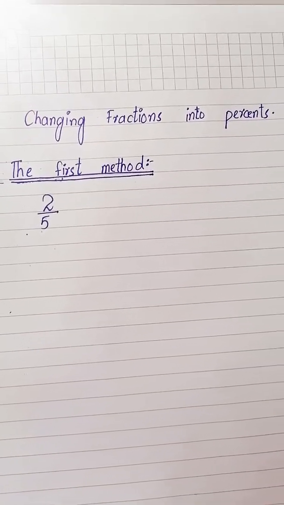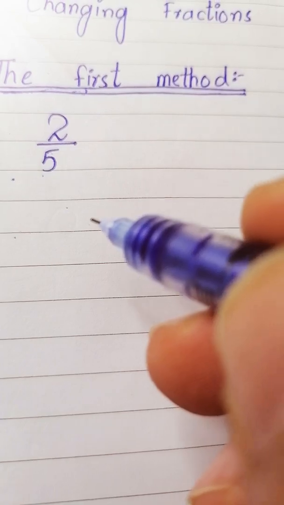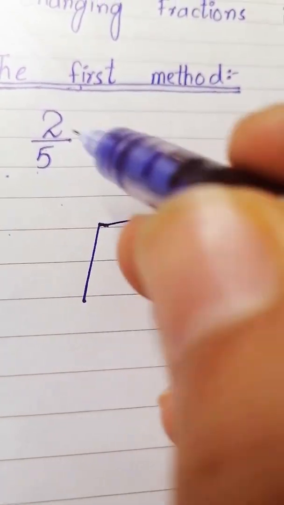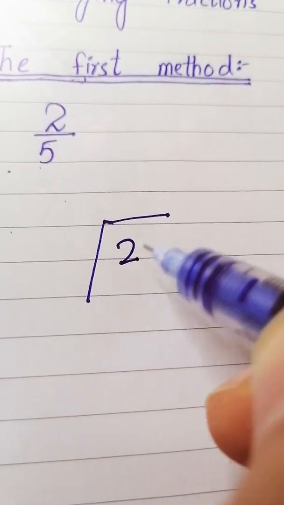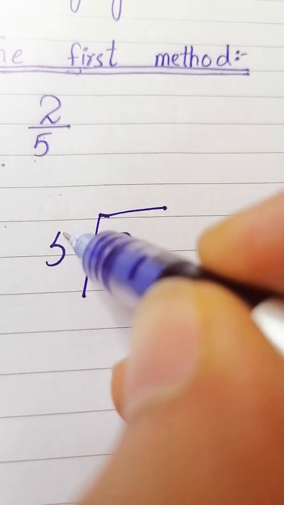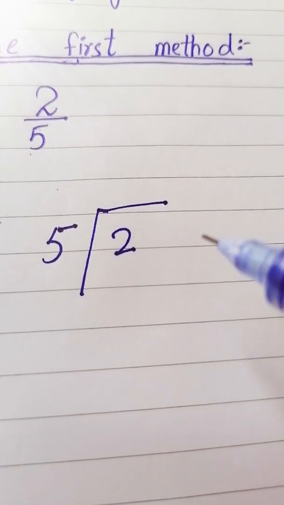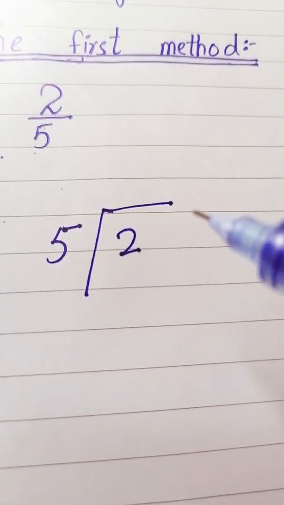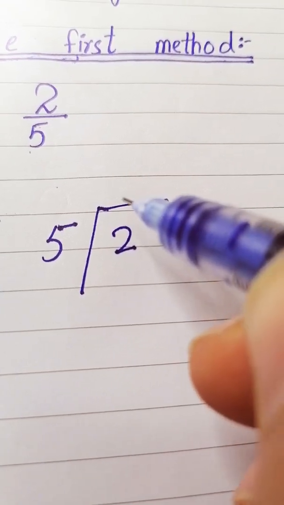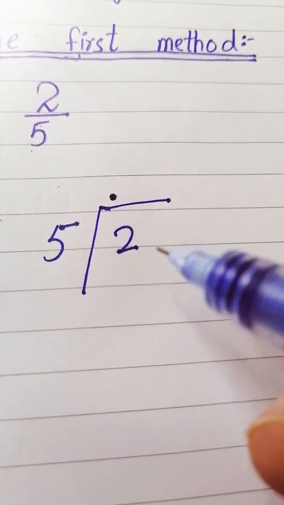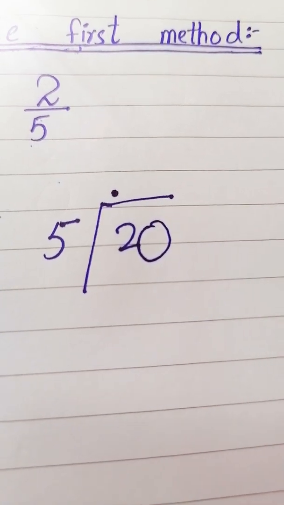So let's find the way. First thing is, do the division. 2 is the numerator, so write it inside. 5 is the denominator, outside. Done. Now we know that 2 is smaller than 5, so we need to put the point here, and this 2 becomes 20.